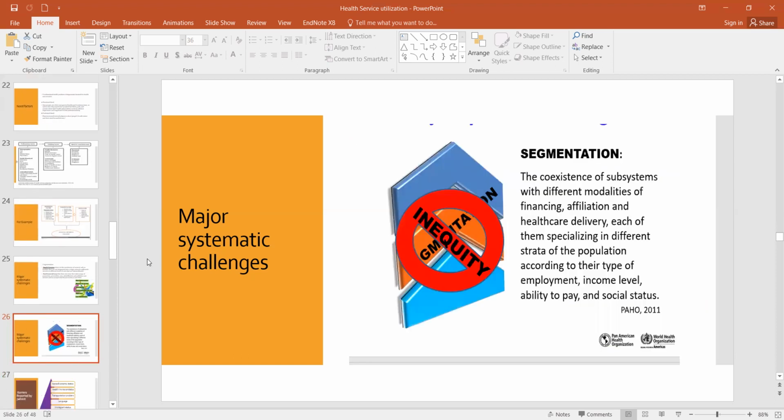Our next systematic challenge is segmentation. The coexistence of subsystems with different modalities of financing, affiliation, and healthcare delivery, each of them specializing in different strata of the population according to their type of employment, income level, ability to pay, and social status.